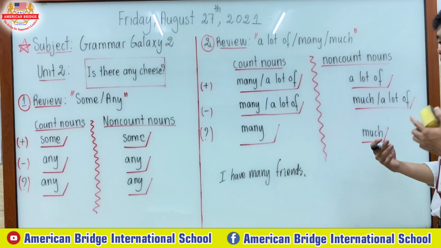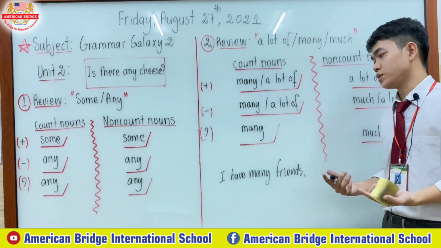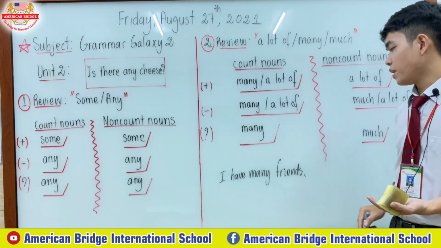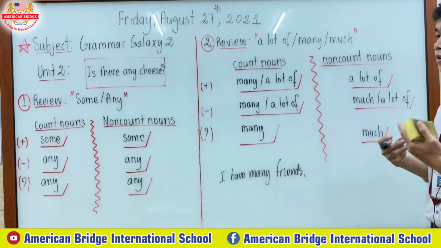In the case that you don't want to tell the number of your friends, you can use many. I have many friends, or you can say I have a lot of friends.